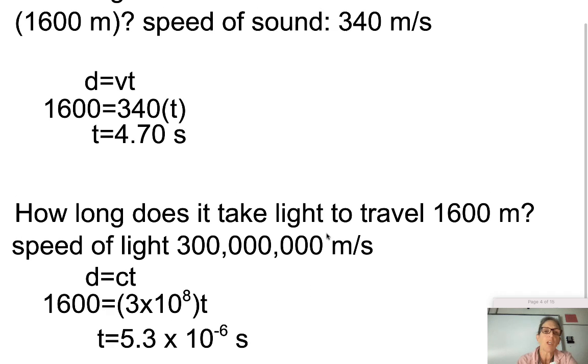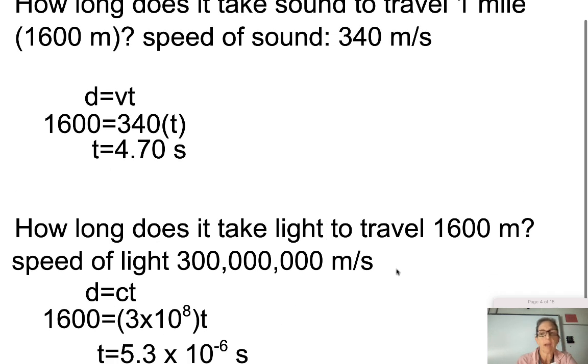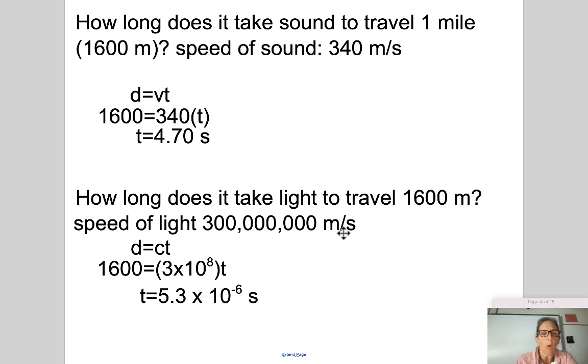Very, very fast. You may have heard the tale that when lightning strikes, if you count the number of seconds between the lightning and the thunder, you can tell how far away the lightning is. And you can. The light will reach you almost instantaneously, but it'll take about 5 seconds for every mile that it travels.